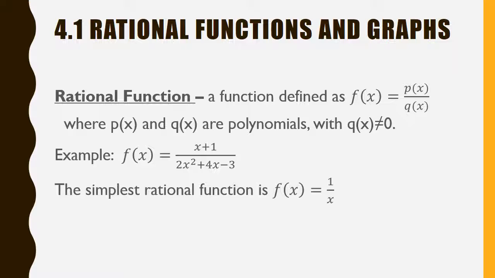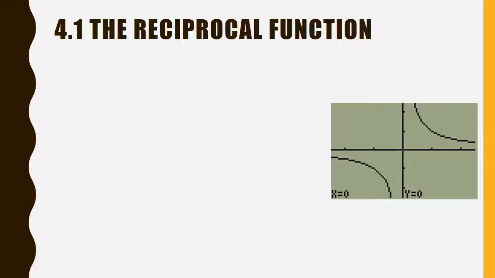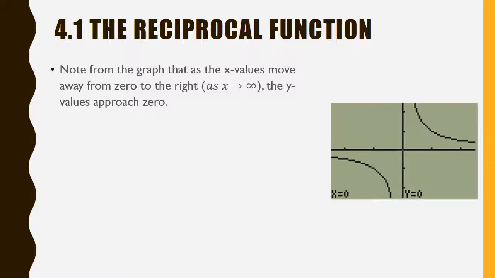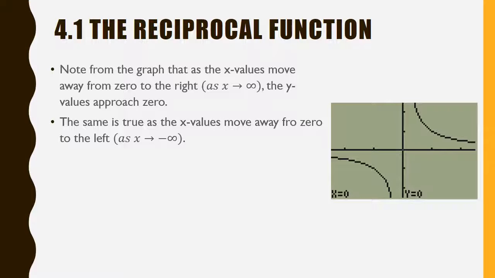The simplest rational function is 1 over x. 1 over x is also known as the reciprocal function. Here we have a graph of it, and note from the graph that as the x values move away from 0 to the right, as x goes towards infinity, the y values approach 0. The same is true as the x values go away from 0 to the left. As x gets further and further into the negatives, y gets closer and closer to 0.